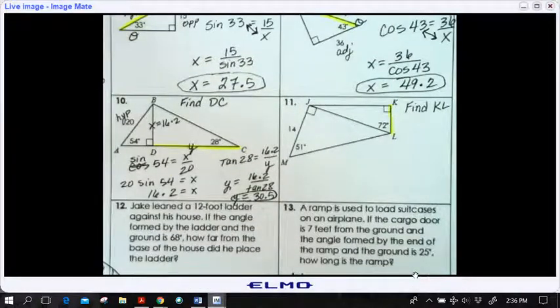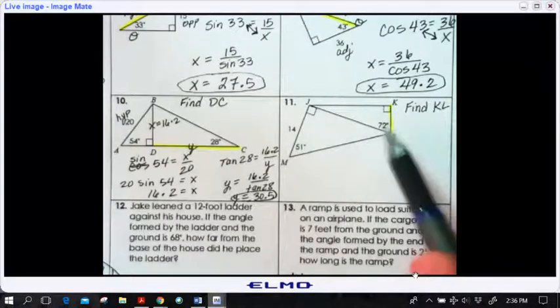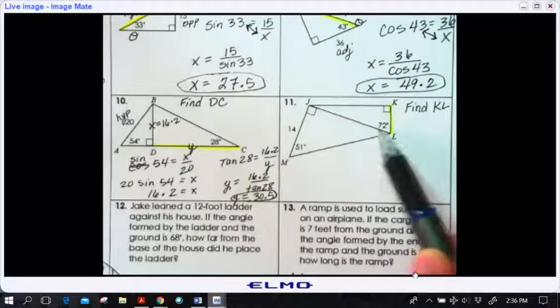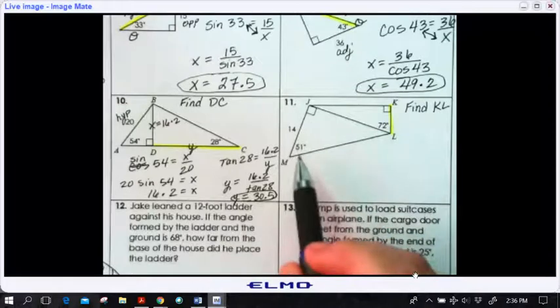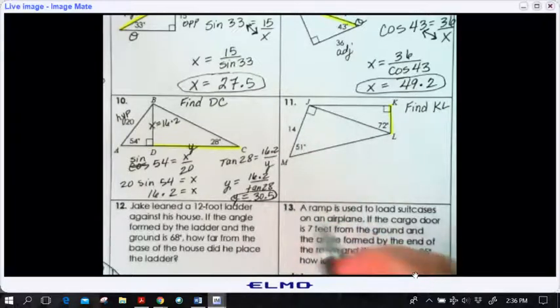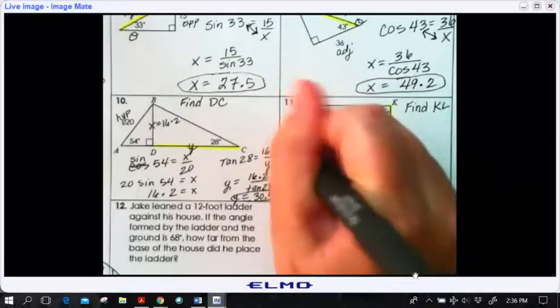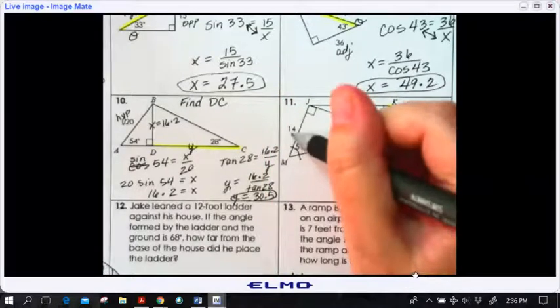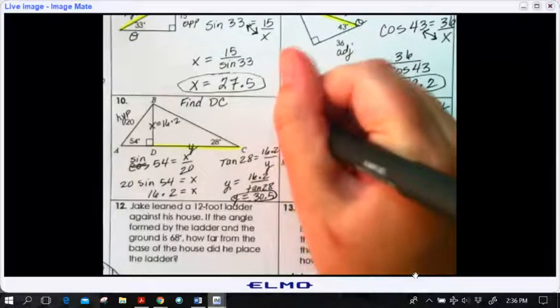All right, guys, let's go ahead and do example number 11 together now. Again, we need to find side KL over here. I've highlighted it in yellow. The only thing about this triangle here that I know is one angle, so I need to look at this bigger triangle first. I know an angle and I know a side length. From this particular angle right here, this side is adjacent to it.